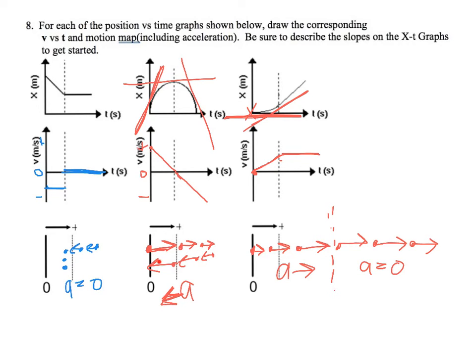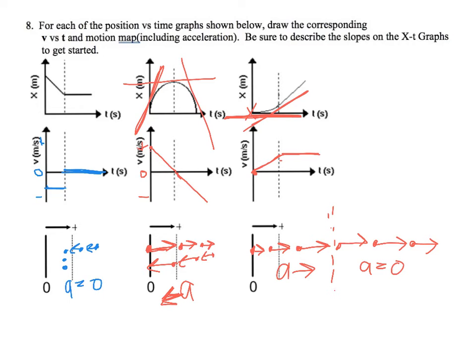A is to the left. So even though this object changed directions, it was going to the right and then stopped and then went to the left, the A is to the left the whole time. The A was making this slow down this way, and then it was making it speed up when it went the other way. So it acted against the motion when it slowed it down. It acted with the motion when it was speeding it up. Hope that makes sense. I don't know if it will or not.